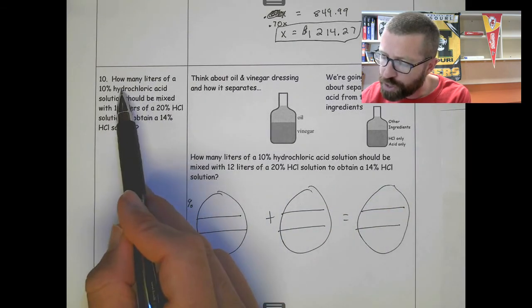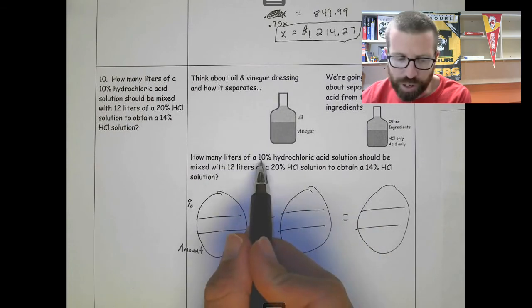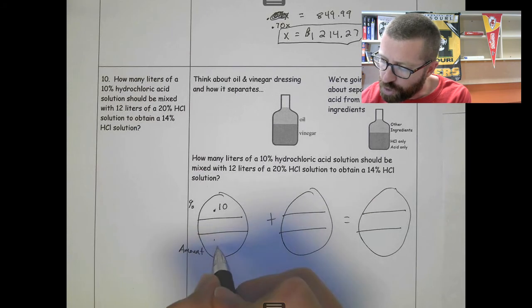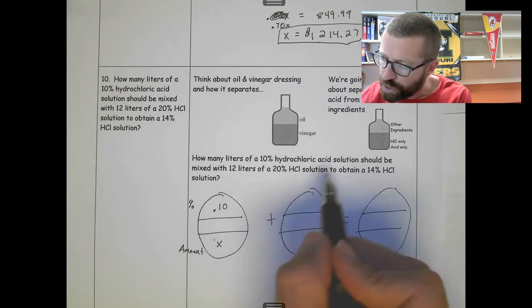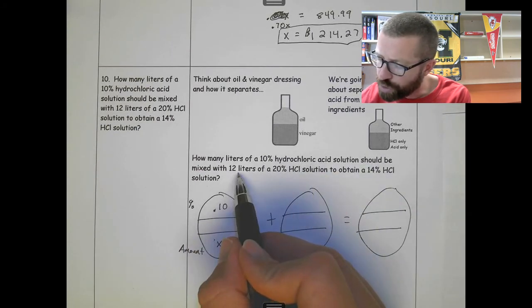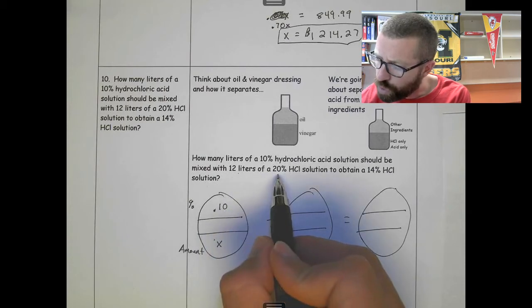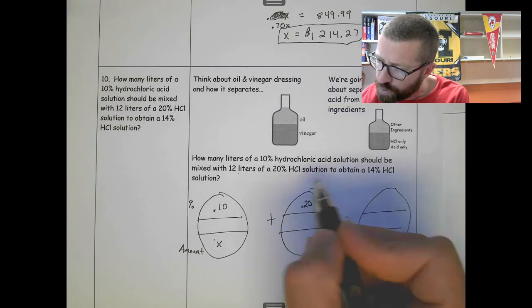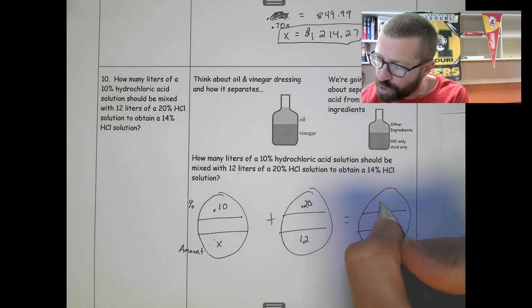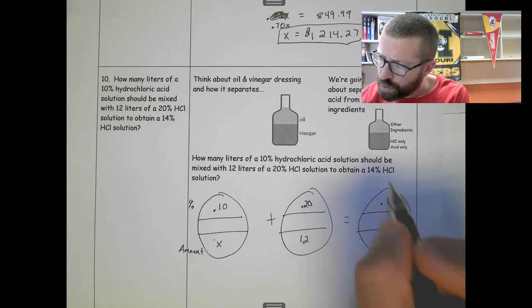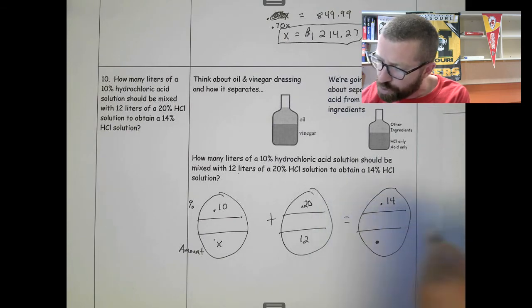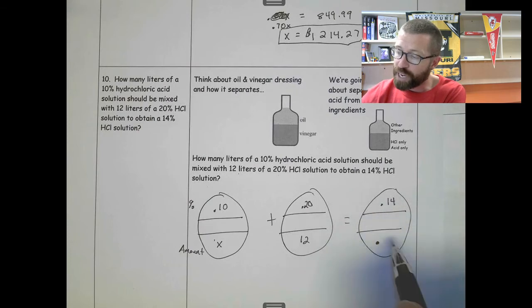So we want to know how many liters of 10% hydrochloric acid. Look down here. So that's 10%. And I don't know the amount, so I just put X there. It should be mixed with 12 liters of 20% hydrochloric acid. So we'll put 20% here. And I know the amount, 12, to obtain a 14% hydrochloric acid solution. So the percentage is 14, and the amount we've got to think about a little bit.